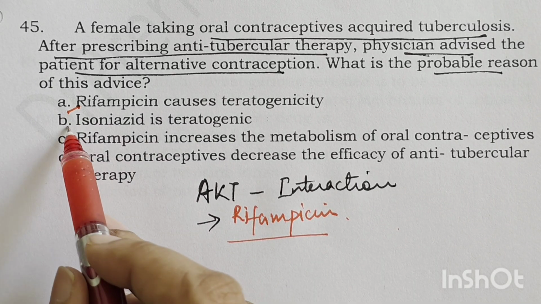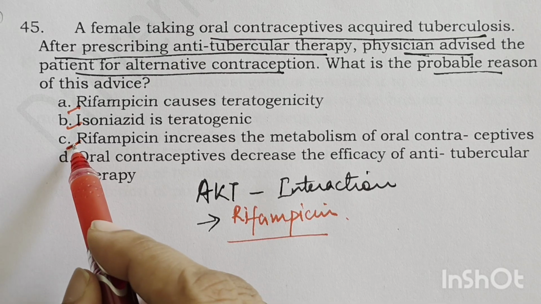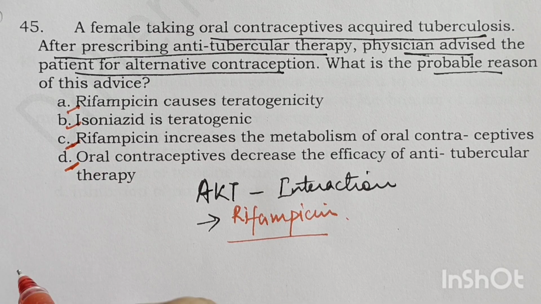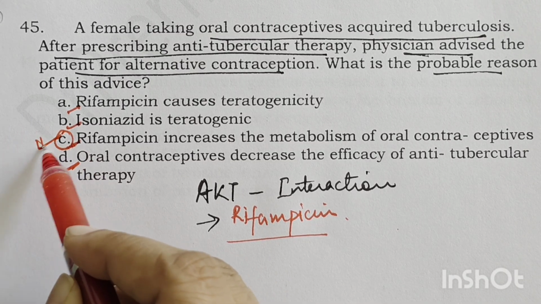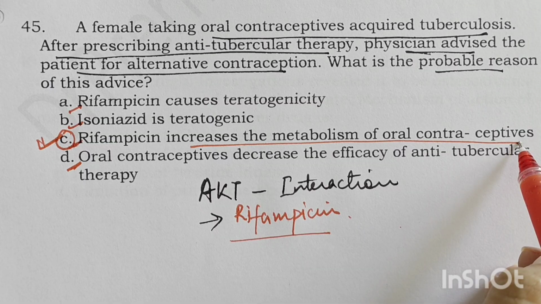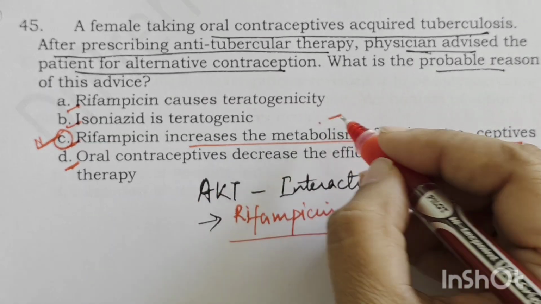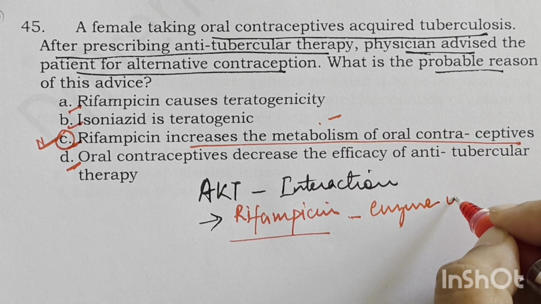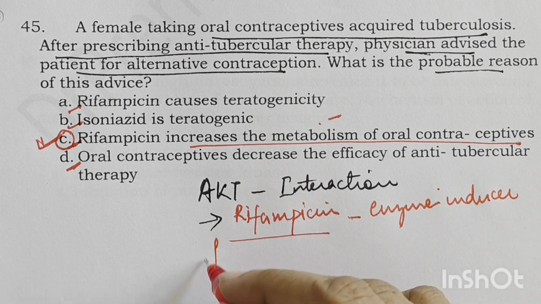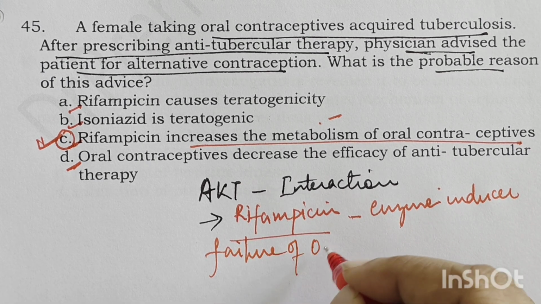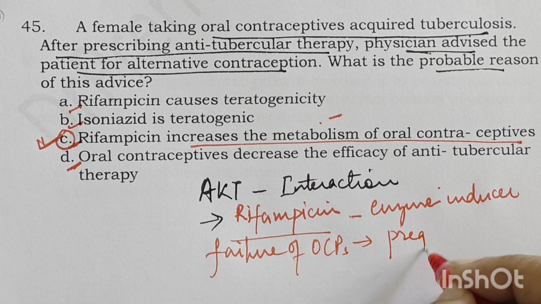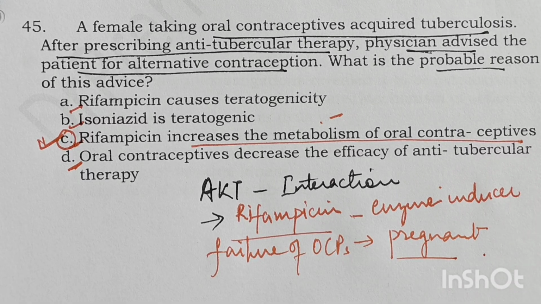Rifampicin causes teratogenicity. Isoniazid is teratogenic. Rifampicin increases the metabolism of OCPs, and OCPs decrease the efficacy. So here the answer is this: rifampicin increases the metabolism of OCPs. Rifampicin is an enzyme inducer, right? So it will induce the metabolism of OCPs and it will cause failure of OCPs. Now with failure of OCPs, the patient can become pregnant. So that has to be ruled out. So that is why the doctor has suggested using another contraceptive.